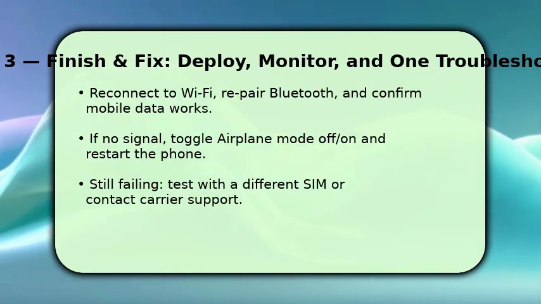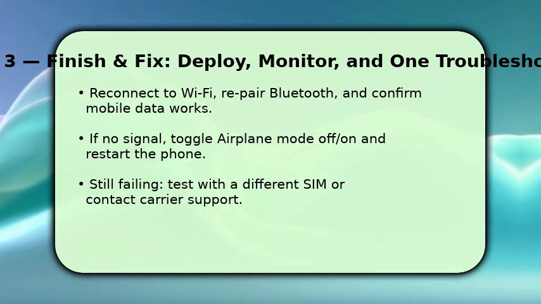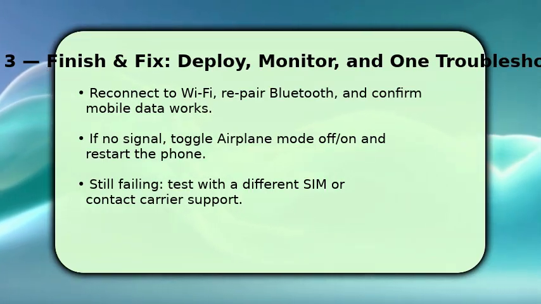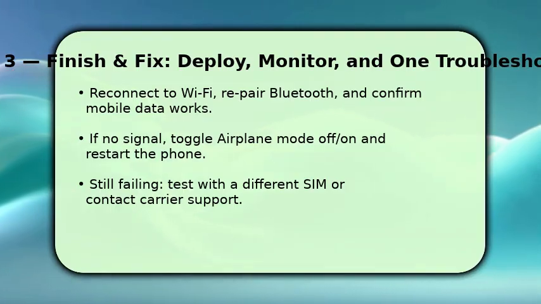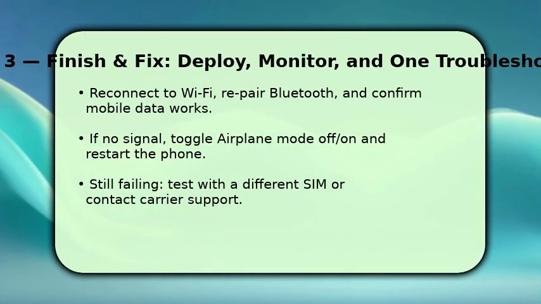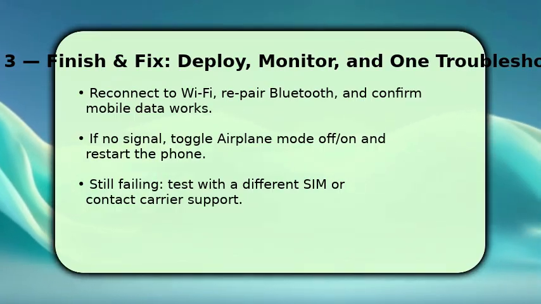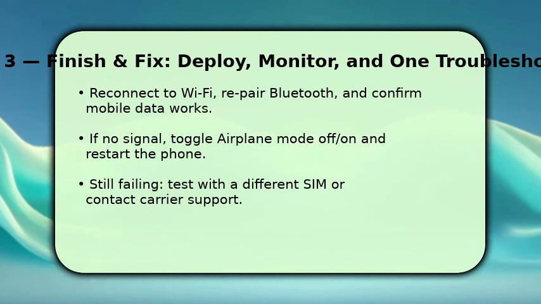If you see no signal, toggle airplane mode off and on, wait 10 seconds, then restart the phone. This forces a fresh network registration. If problems persist, try a different SIM to rule out carrier issues, or contact your carrier for APN settings and provisioning. One key troubleshooting tip: if you recently installed a VPN or carrier profile, remove it before retesting because it can block proper reconnection.